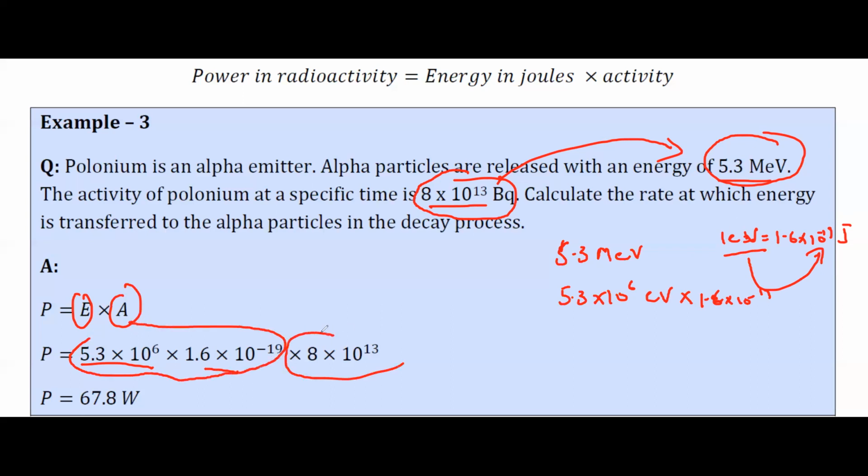That is multiplied by the activity, the number of emissions every second, and we will get the power, because the SI unit of energy is joule, and joule divided by second is equal to watt. That's why we have to convert energy into joules. So it is 67.8 watts.